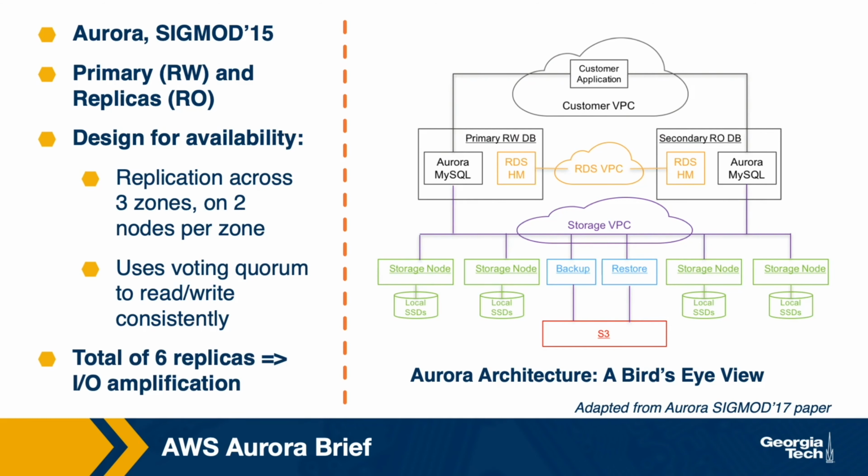Now, one problem is that as a result, there are a total of 6 replicas, and there's a huge amount of what we call I/O amplification. I/O amplification means each time we're trying to perform a write operation, instead there are so many additional write operations that need to actually be performed in the system. By the way, the Aurora paper was presented at a conference called SIGMOD. It's a conference that's primarily on database systems.